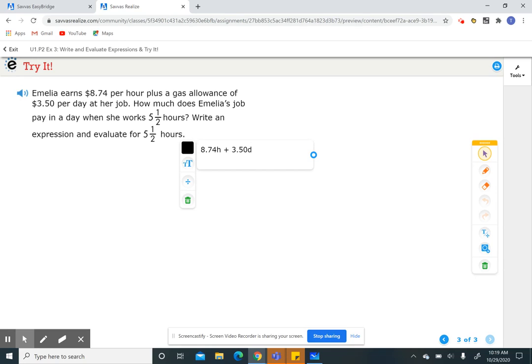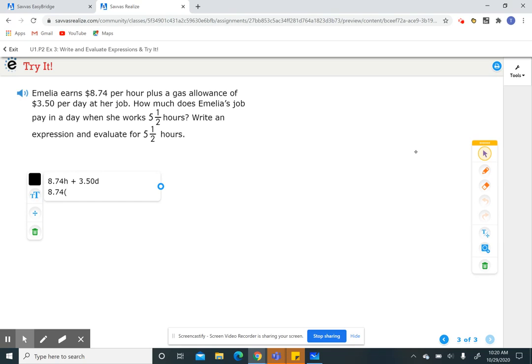So then if we go through and continue reading, let me also show you, if I click off of here and then I click back on, I can move my text box wherever I want. You just have to click off of it first. Then if I double click on it again, it'll let me continue typing. So 8.74 isn't going to change. And then H, so I want to put that in parentheses. We need to look at how many hours that she works. So she works 5.5 hours. So I can type that in here.